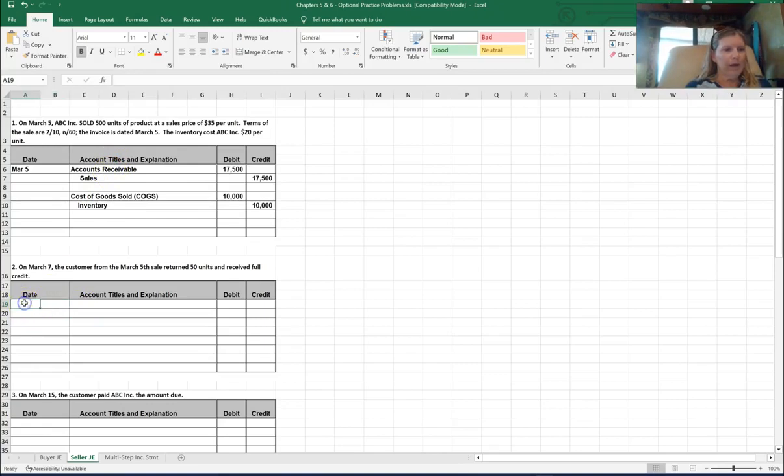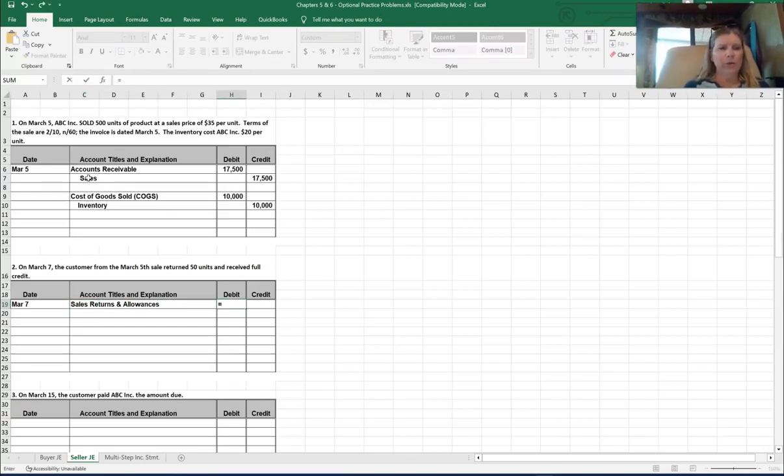And the first thing we have to do is put in the date, March 7th. And when a customer returns goods to us, we're not going to debit the sales account to decrease it. There's a special account that we keep track of because we want to know how much customers have returned to us. So there's a special account called Sales Returns and Allowances. We want to keep track of all of our returns and allowances.